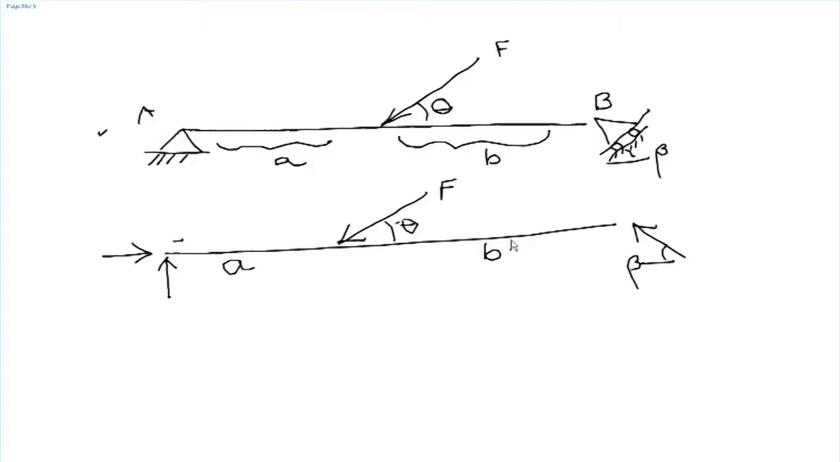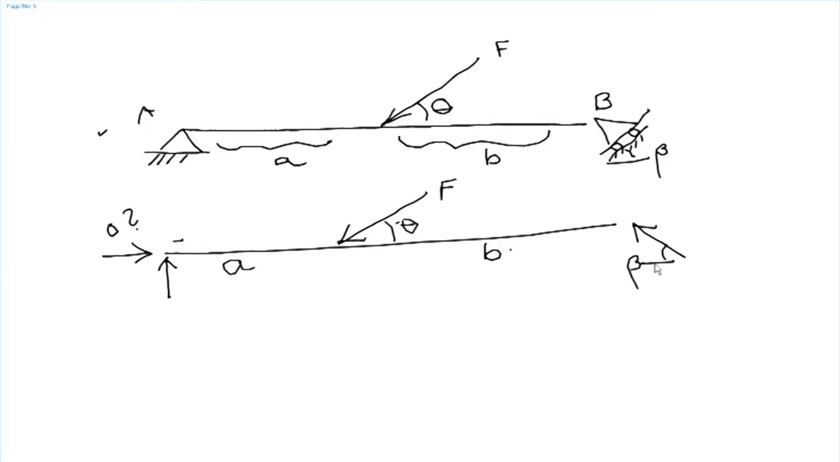We have to solve this problem. It is a straightforward problem which you can solve and then figure out whether this reaction is 0 or not 0. But the free body diagram will look like this. Right, sir. So we will have to consider the horizontal reaction. You cannot throw that away. It may come out to be 0 later, but if you want to be safe, you should never throw it away just like that.